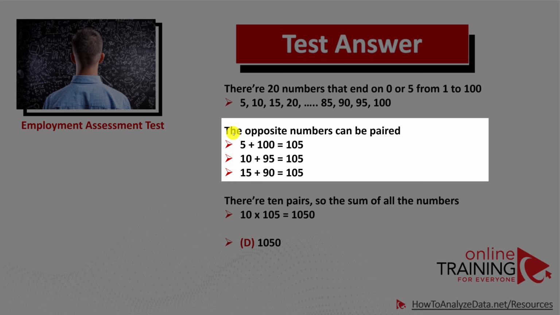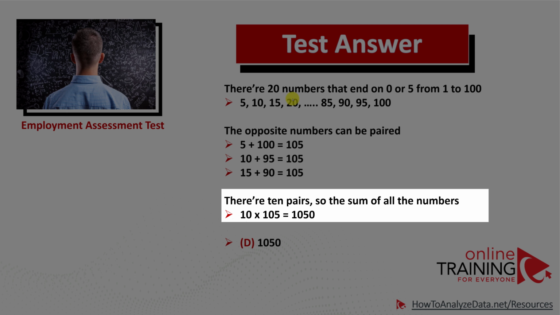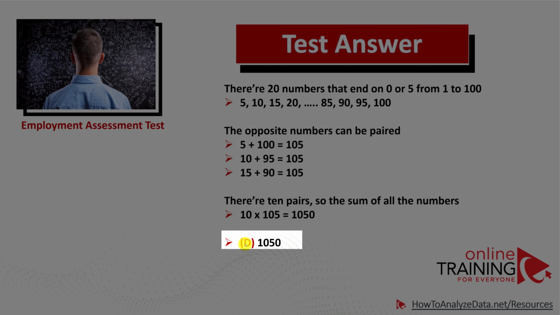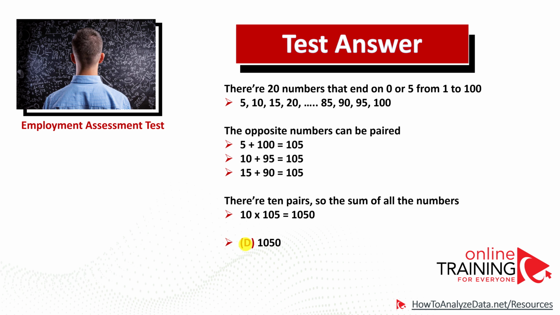So the opposite numbers can be paired with the end result of 105. For example, 5 plus 100 equals 105. 10 plus 95 equals 105. 15 plus 90, same thing, 105. So there are 10 pairs because there are a total of 20 numbers. When the value for each pair equals 105 and you multiply by 10, which is the number of pairs, you will get the end result of 1050. So the correct choice here is choice D, 1050. Hopefully you've nailed this question and now know how to solve these types of questions in the test.